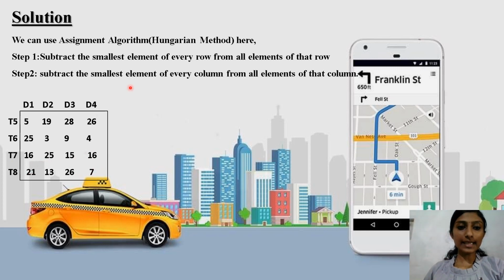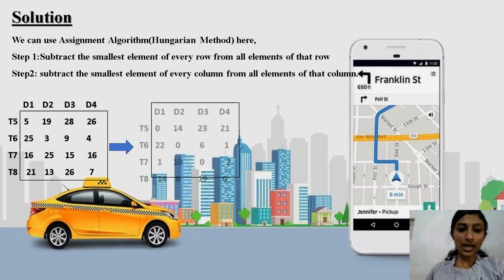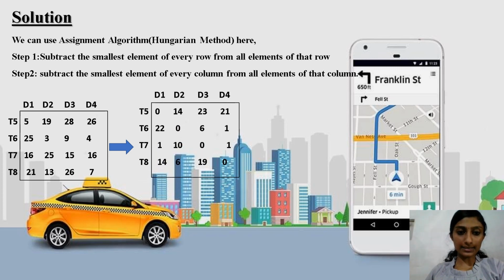Step 2 is to subtract the smallest element of every column from all of that column. After subtraction, we get the result like this. We have zeros in almost all the rows, so we are near to our solution.